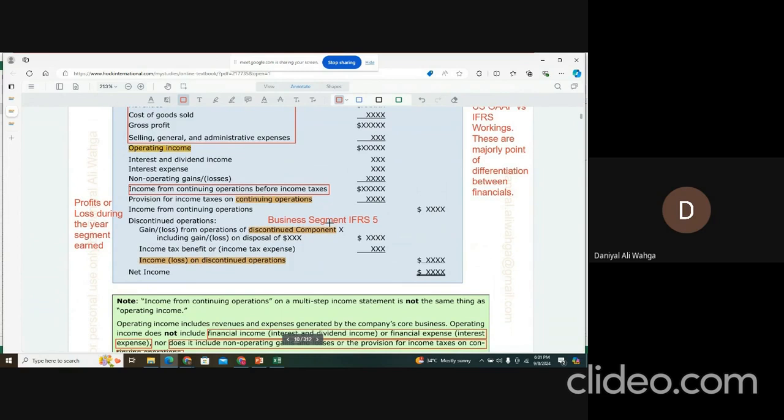Income from continuing operations, I got it. Then my discontinued operations further workings.